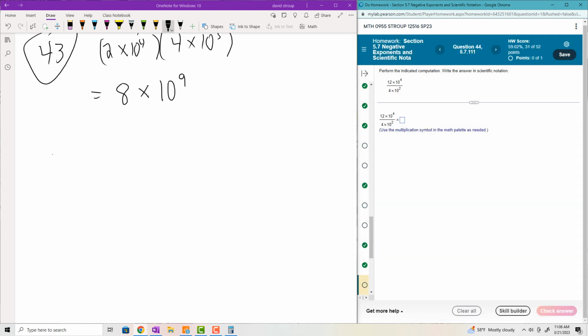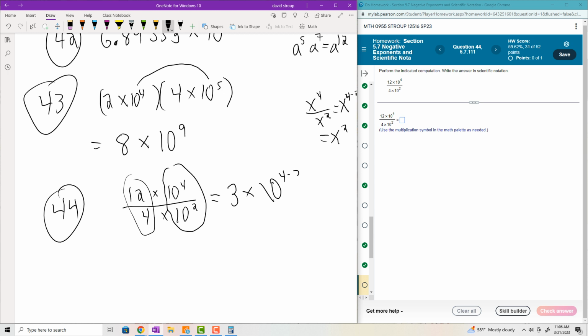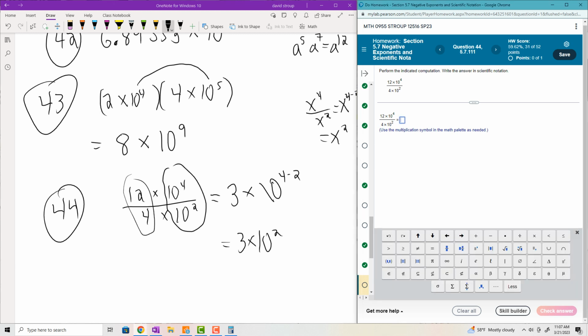For division, you divide the constant terms and use the exponent rule for quotients to divide the powers of 10. So in that case, you're not adding the exponents, but now subtracting the exponents. So if you had like x to the fourth all over x squared, it would be x to the 4 minus 2, which would just be x squared. Okay, so first I have 12 divided by 4 is 3. And then the 10 to the 4 over 10 to the square is 10 to the 4 minus 2. So that would be 3 times 10 squared. So 3, multiplication symbol, 10 squared.